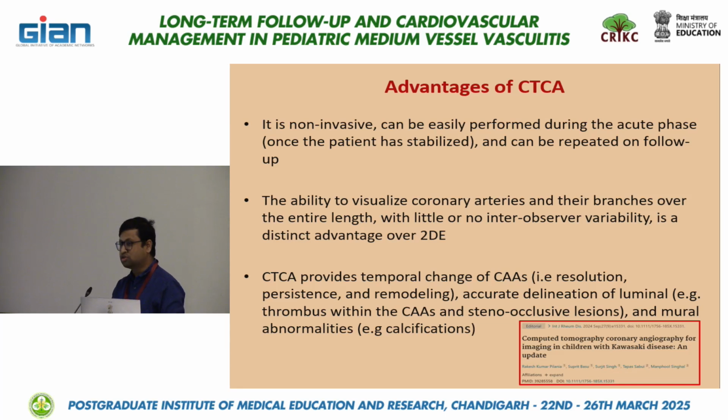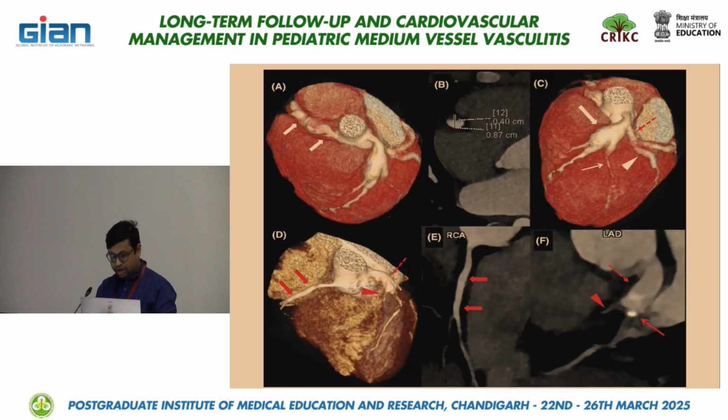Stenosis, steno-occlusive lesions, thrombus, and mural abnormalities like calcification, which can develop over years. Here in this image, we can well appreciate the full length of the RCA, that is a proximal and mid aneurysm. Here we can see a filling defect suggestive of thrombus, the LAD which is dilated with the branching of the LAD. Here we can see the RCA.